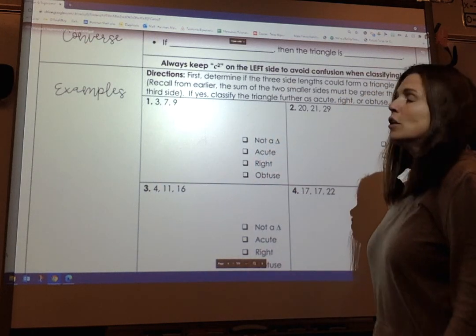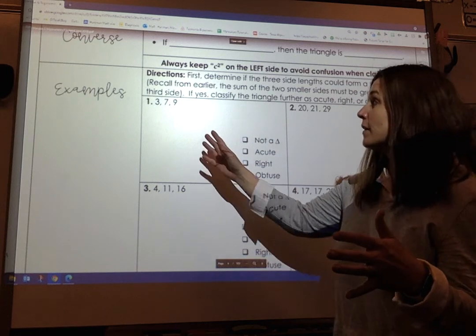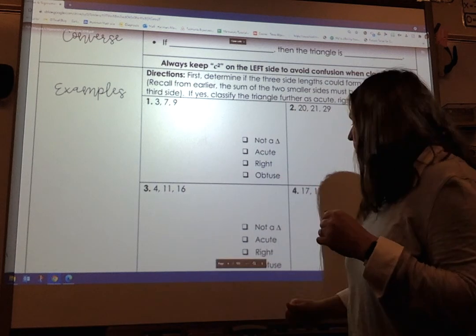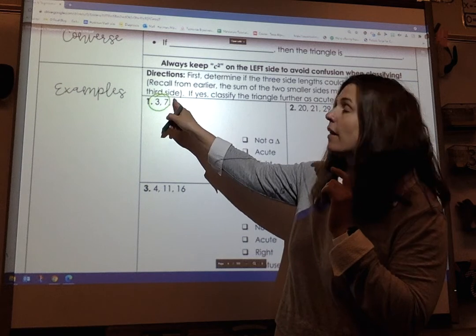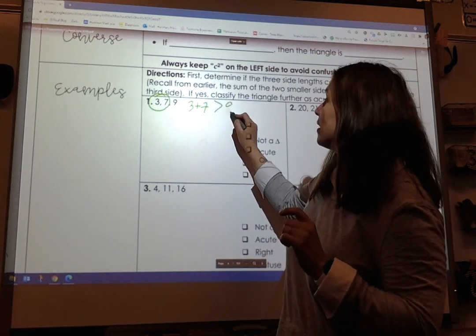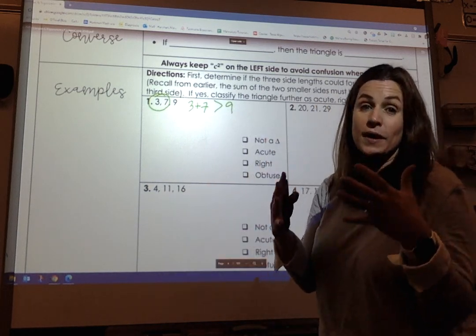or obtuse, you have to recall from earlier in the year when we looked to see if this even qualifies as a triangle. So remember what qualifies as a triangle: your two smallest sides have to be greater than that other side. Remember that? So 3 plus 7 is greater than 9, so that's good. It is a triangle. So now I'm going to find out what kind.